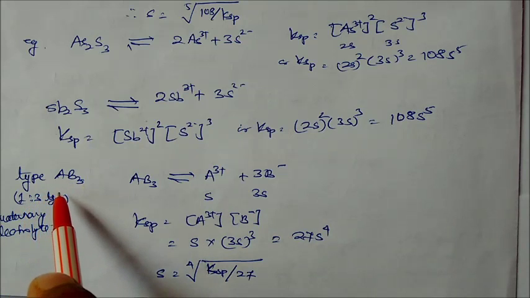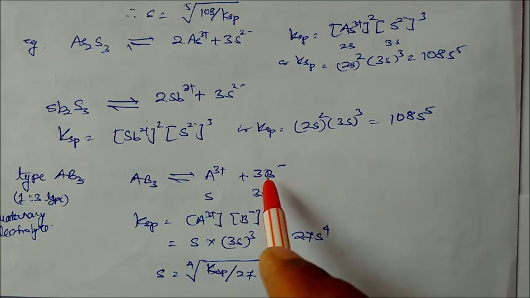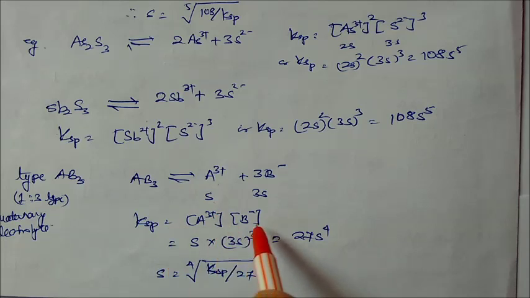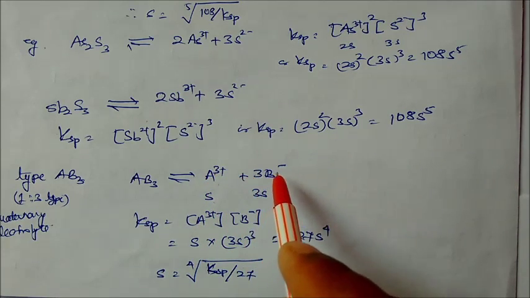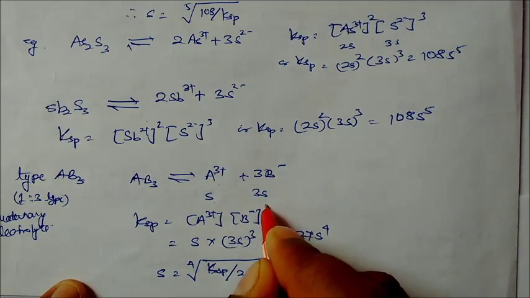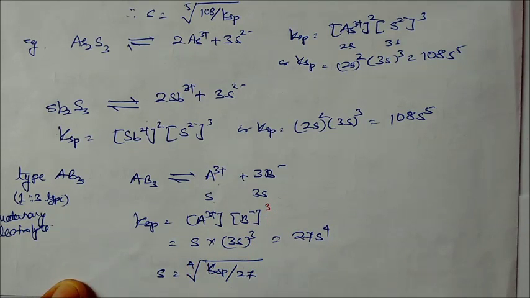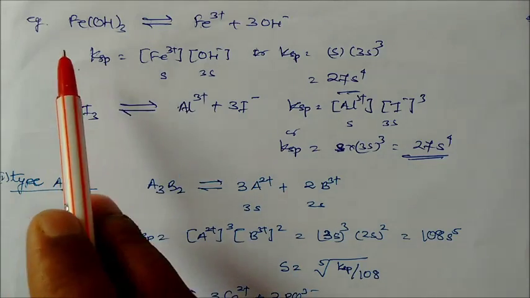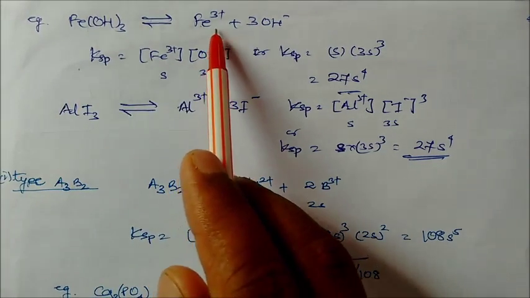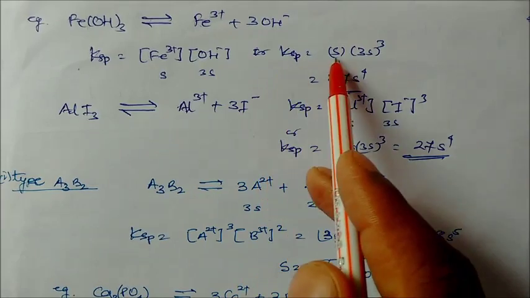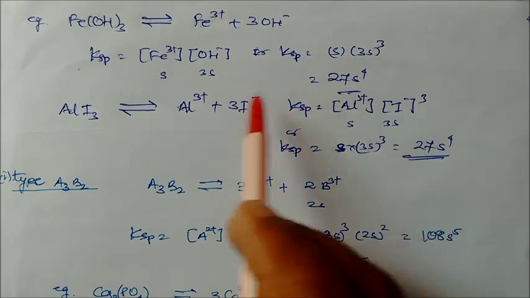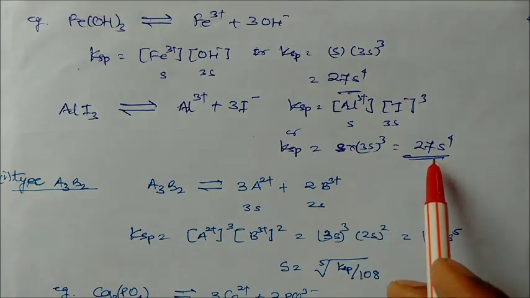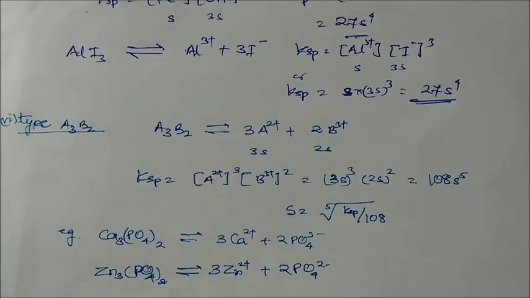Another type, AB3. In AB3, it is A3+ and 3B-. This is S, this is 3S. Ksp will be the concentration of this into this to the power 3, so S into (3S) whole cube, so it becomes 27S^4. Solubility equals the fourth root of Ksp by 27. You can see Fe(OH)3, which gives Fe3+ and 3OH-. S and 3S, so Ksp is 27S^4. Similarly aluminum iodide, same thing.